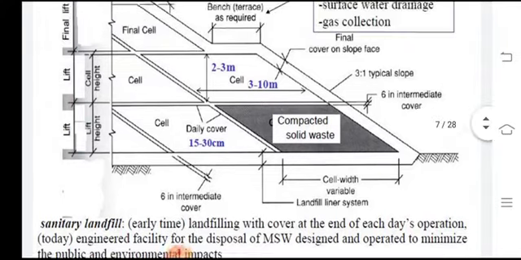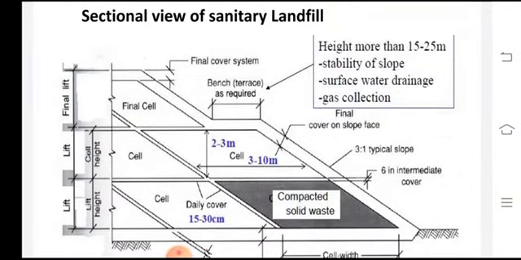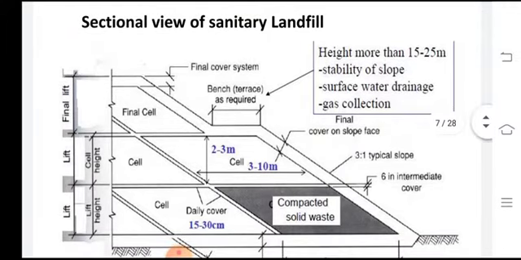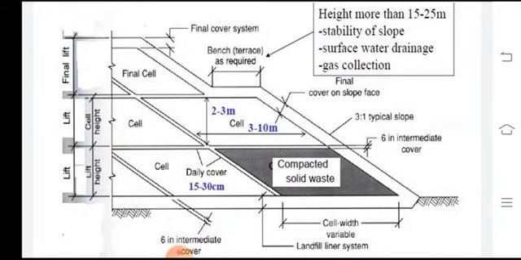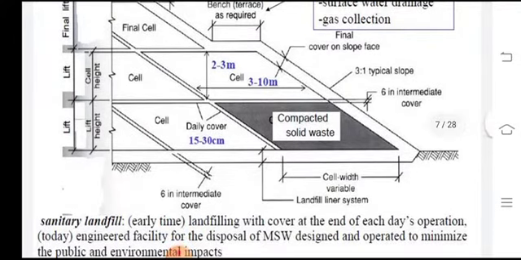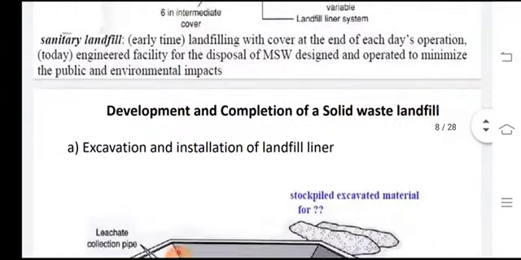So then there is a lift. You can observe that first lift, then cell height, another lift, and then up to this final lift. A height of more than 15 to 25 is recommended, and then stability of slope is important, and the slope is about 3 to 1 in ratio. So an intermediate cover is about 6 inches, again about 15 centimeters as shown in the other cells. So this is something about the sectional view of the sanitary landfill.